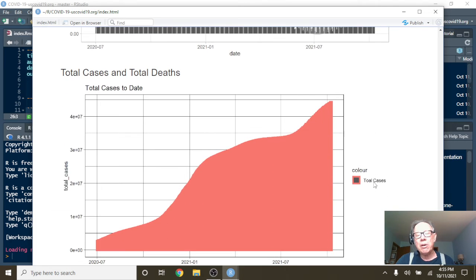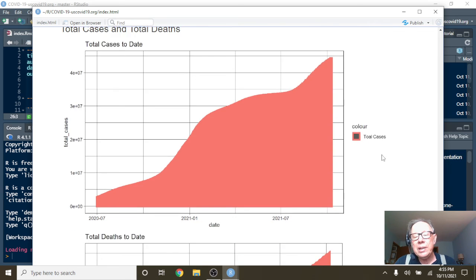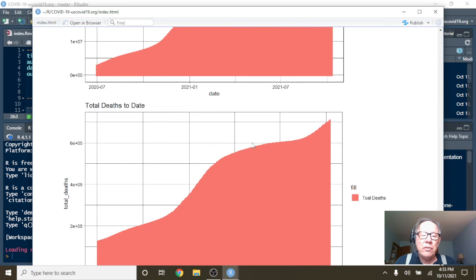Remember all the squawking about flattening the curve back in the spring of 2020? Well, guess what? It never happened in America. We've never really had a good flattening of the curve. Despite lockdowns, despite vaccinations, the cases and deaths continue to climb. Same thing with deaths. We've never really had a flattening of the curve for either COVID-19 cases or COVID-19 deaths. Okay, I'll leave you with that thought for today.